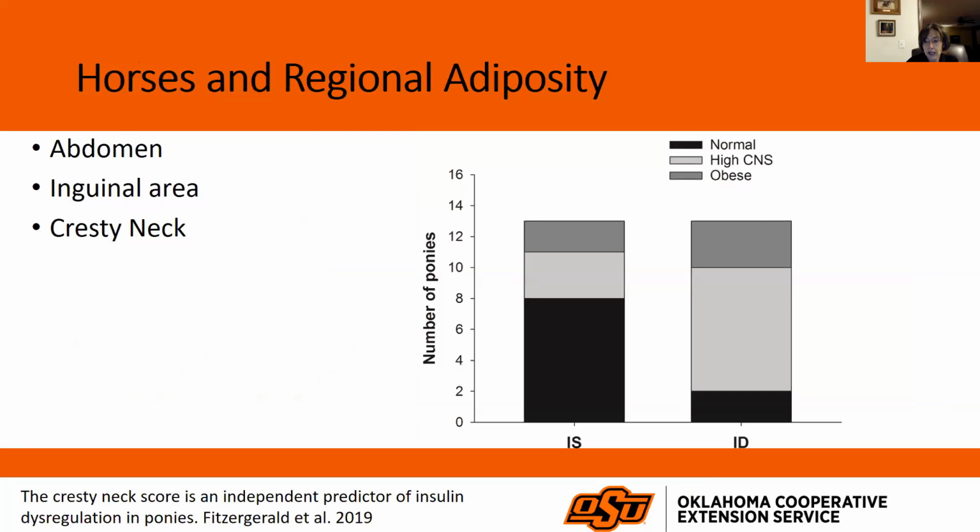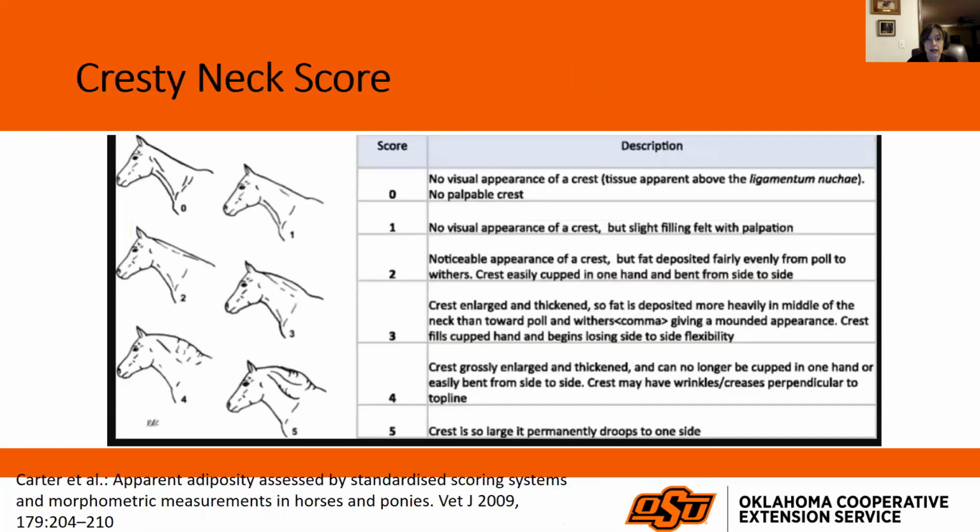It essentially is a pretty good predictor. A horse that has a really crusty neck is a pretty good predictor of insulin dysregulation. In this graph, they were looking at some ponies, and the ponies that had a high crusty neck score were at much greater risk of having insulin dysregulation compared to even just normal obese ponies. So definitely look to see what the neck of that horse really looks like.